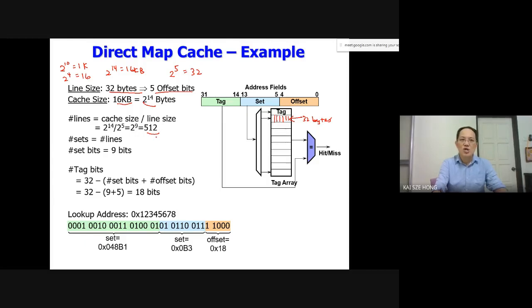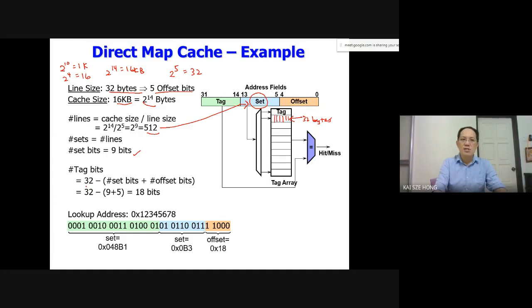So the number of sets is the number of lines, and then the set bits is 9 bits. The set bits is 9 bits because this is to represent 512. The number of lines inside the cache will determine the number of sets.